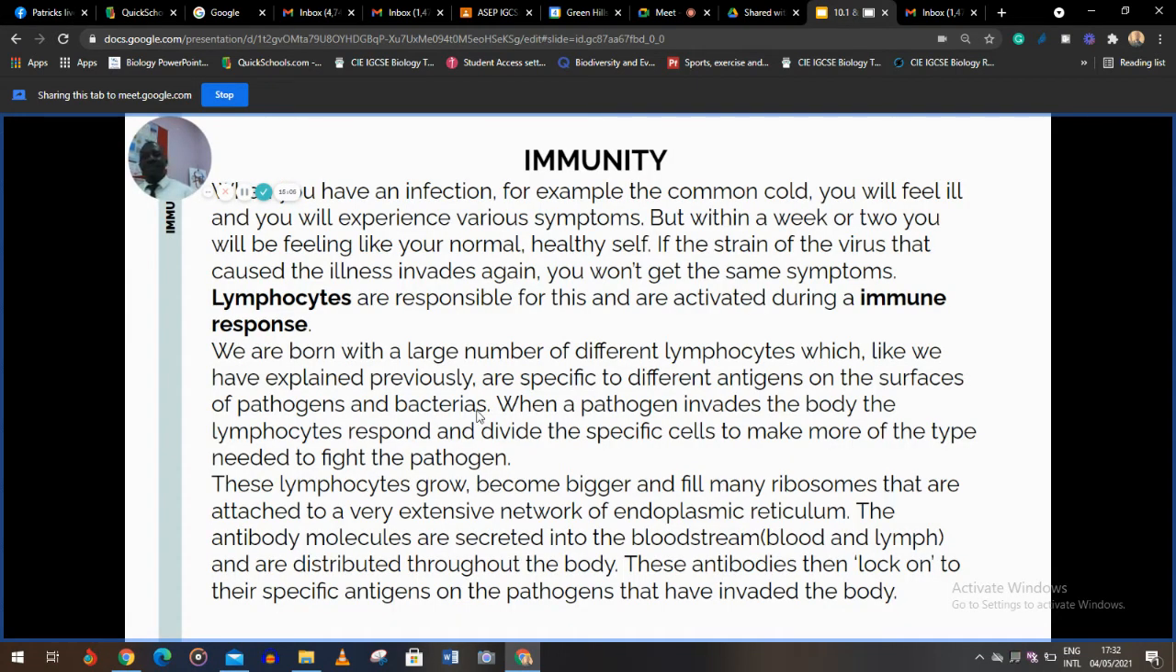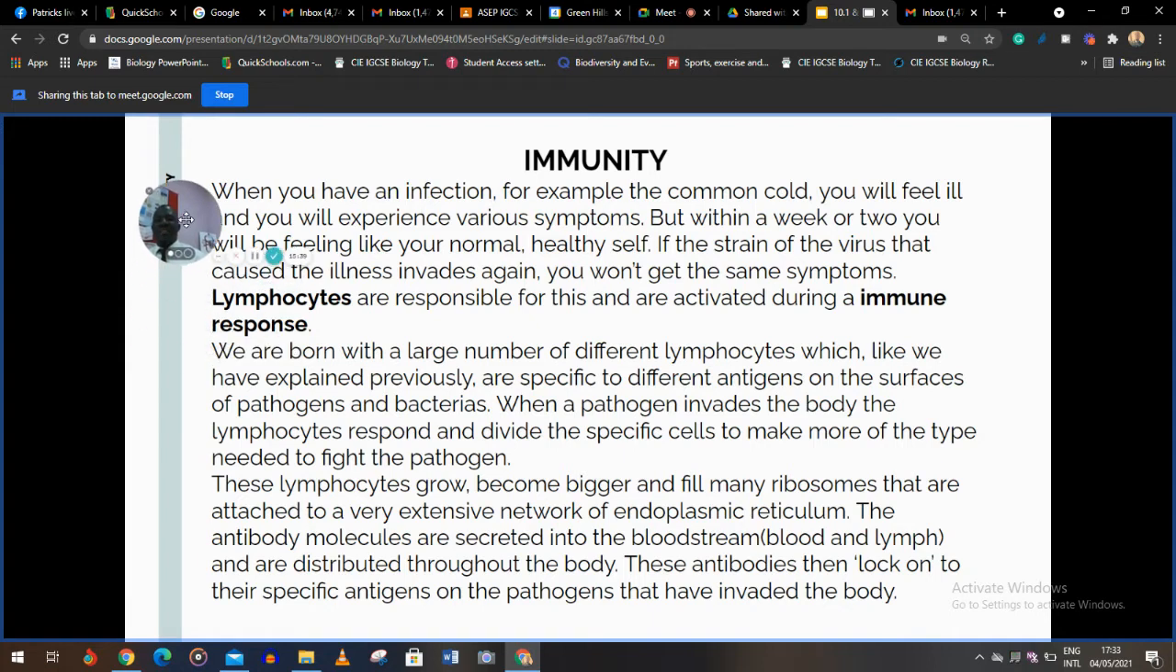Immunity. What is immunity? When you have an infection, for example the common cold, you feel ill and you experience various symptoms. But within a week or two, you will be feeling normal again. Even if the strain of the virus that caused the illness invades again, you won't get the same symptoms. So lymphocytes are responsible for this and are activated during an immune response.